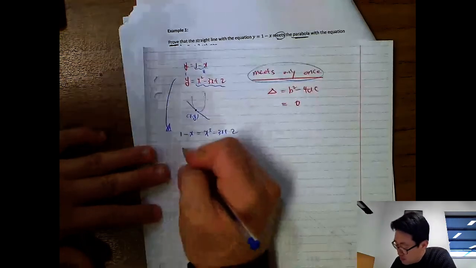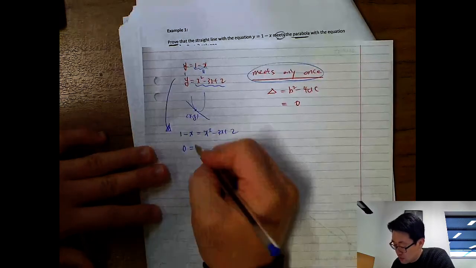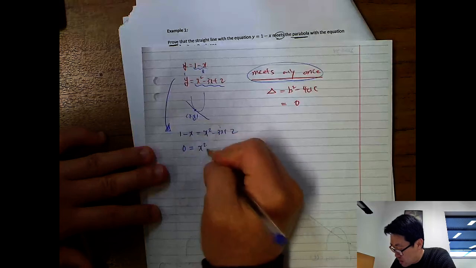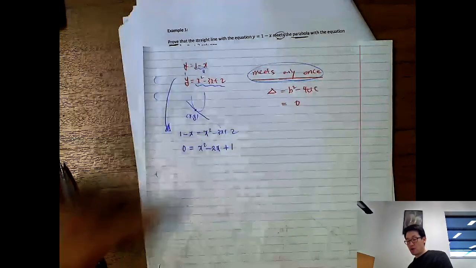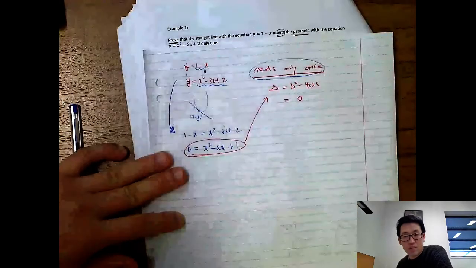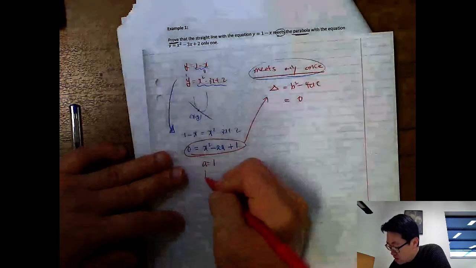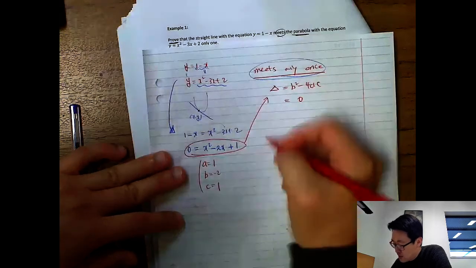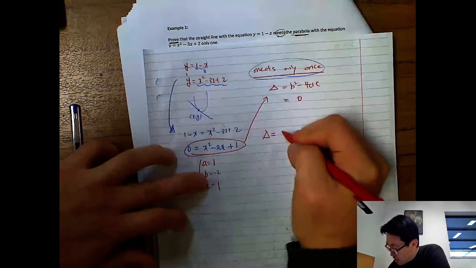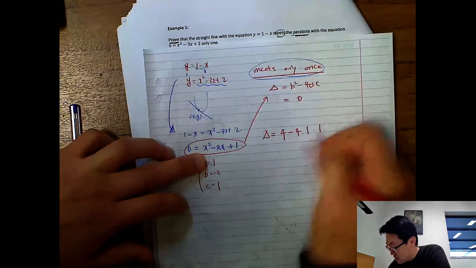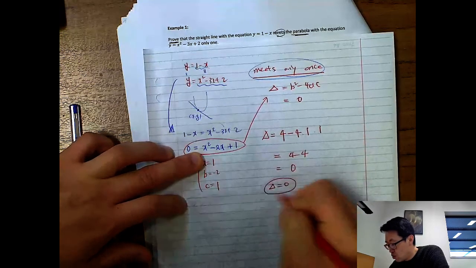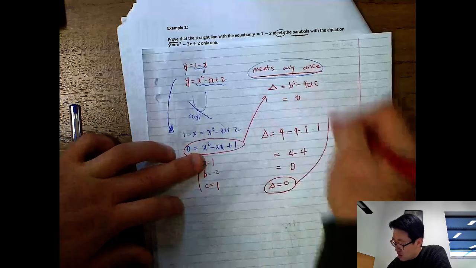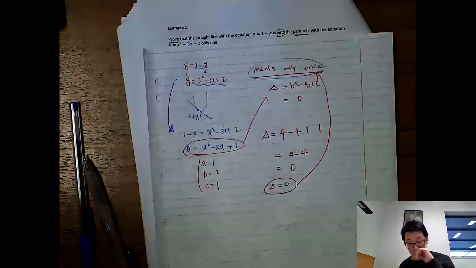And then you rearrange that, make it equal 0. So x squared, move here, minus 2x, plus 1. Got that? And we use this quadratic equation to get the discriminant. So in this case, a is 1, b is minus 2, c is 1, isn't it? So discriminant equals b squared minus 4ac. Therefore, 4 minus 4 equals 0. So discriminant is 0. Which means what? They meet only once. I proved that. Does it make sense?